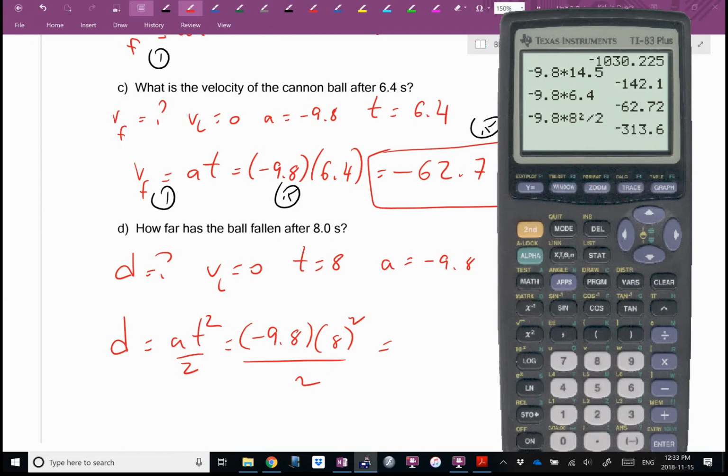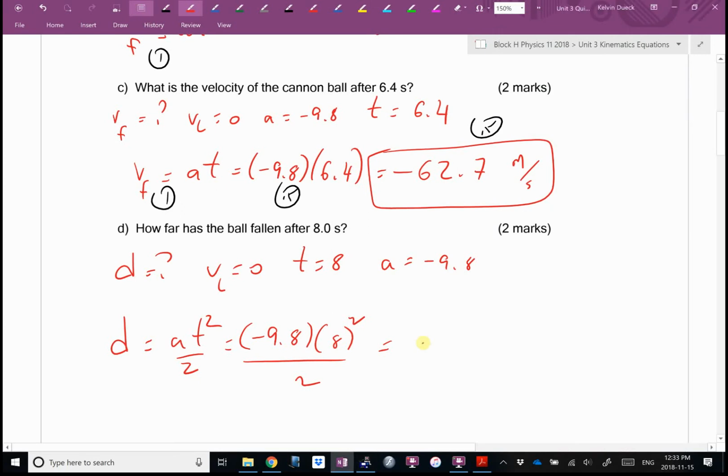How about negative 314? I would take negative 310. I would take negative 313.6. If you said negative 313, I'd take a half mark off, and I'd say learn to round off properly, please. So I'm going to go negative 314, and that's meters.